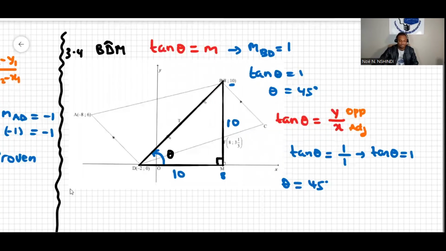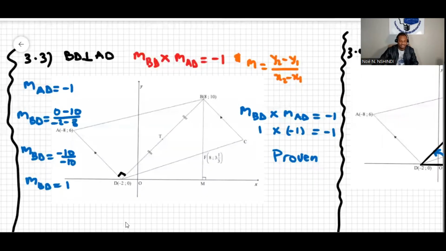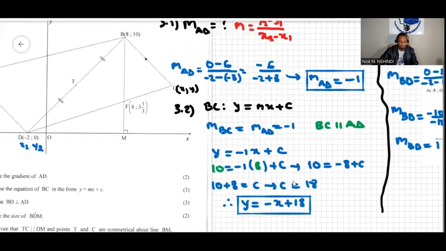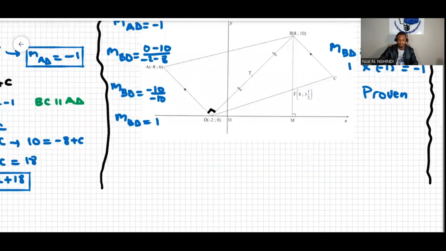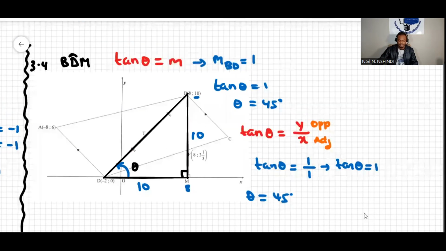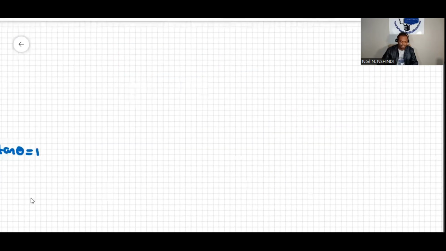Okay, so let's see. The next question is question 3.5. Question 3.5 says, if it is given that TC is parallel to DM and points T and C are symmetrical about line BM, calculate the coordinates of C. All right, I'm going to move my board over here. Okay, let's just draw a line.